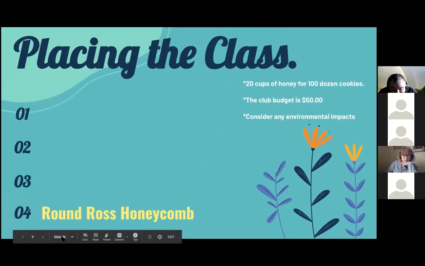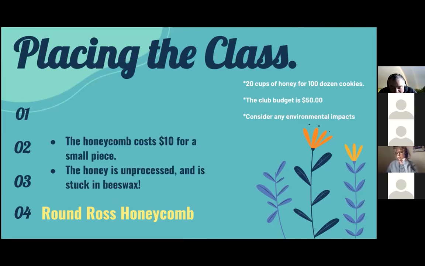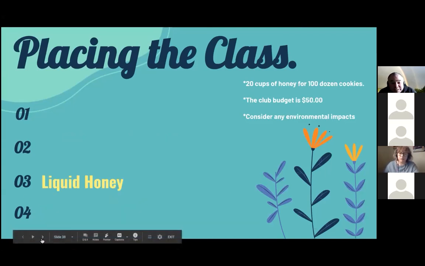So basically all 3 of the products could be used in the cookie recipe. The liquid honey would be the easiest to use, but the creamed honey and the raw honey are easily warmed up and can be poured as liquid as well. So it all comes down basically to the cost. And as we've shown, the round Ross honeycomb is way too expensive. Let's move on to our 3rd place.